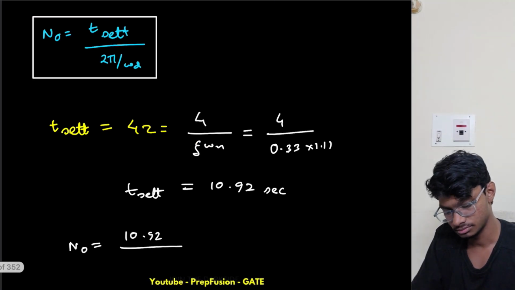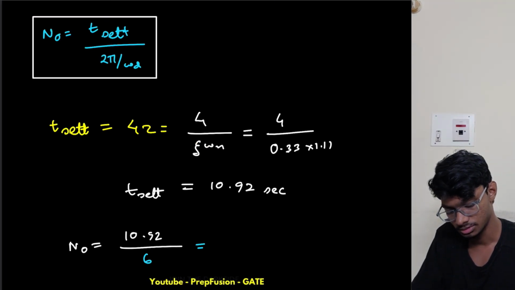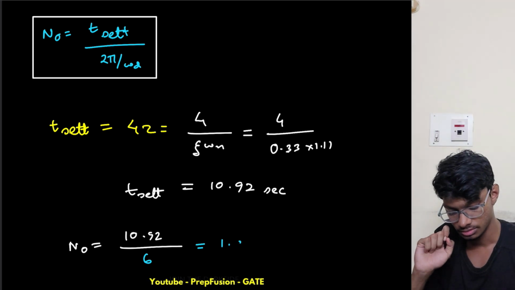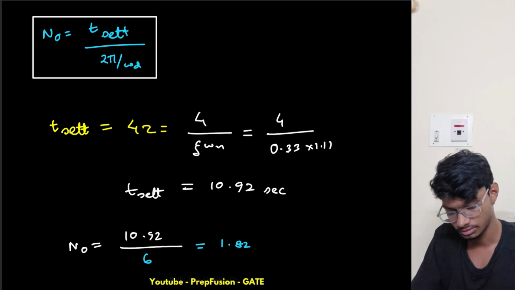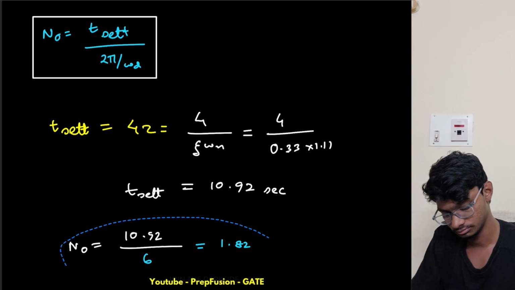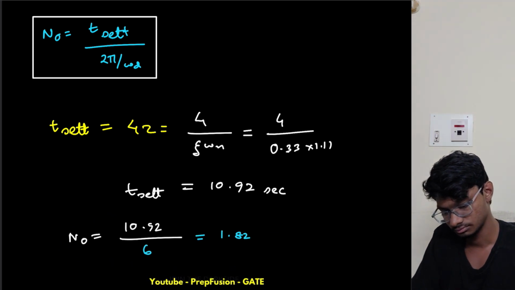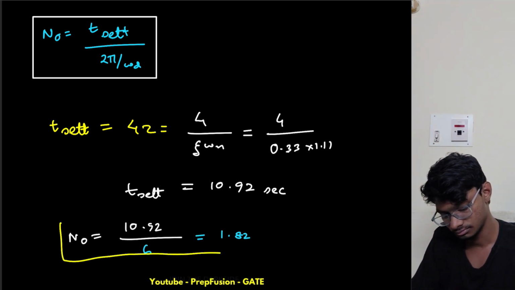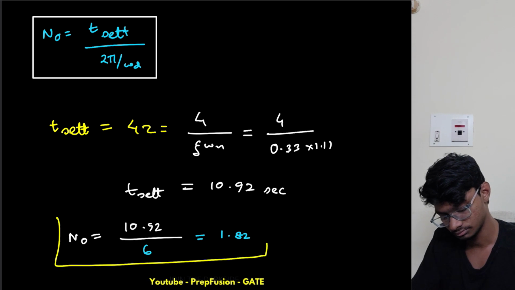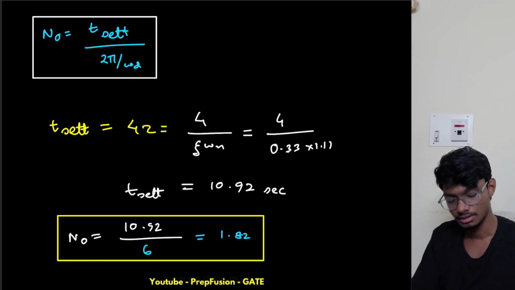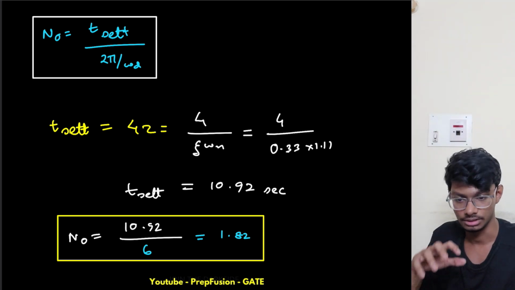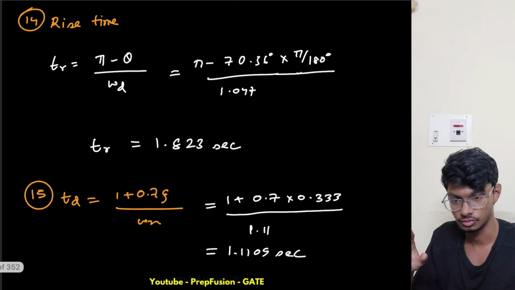So this is equal to 6. What will my NO be? NO will be equal to 1.82. So this is basically my number of cycles. So I have solved this question totally.